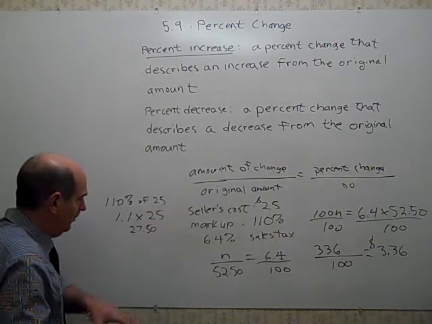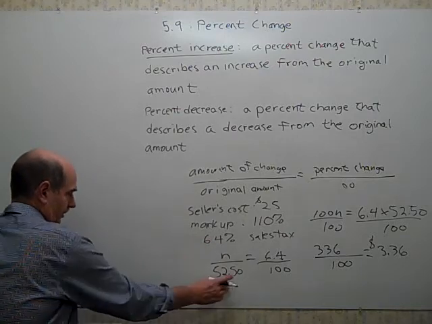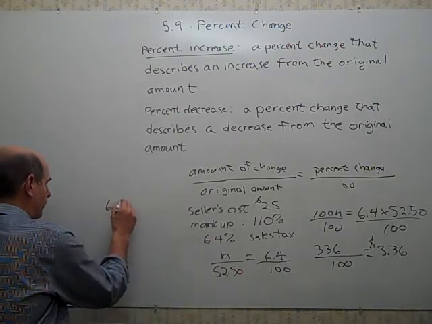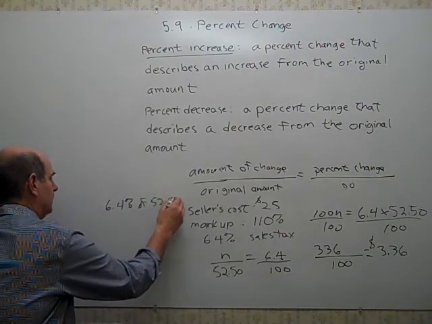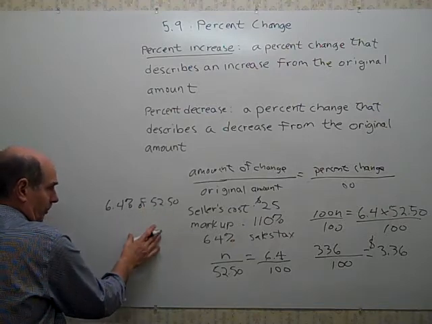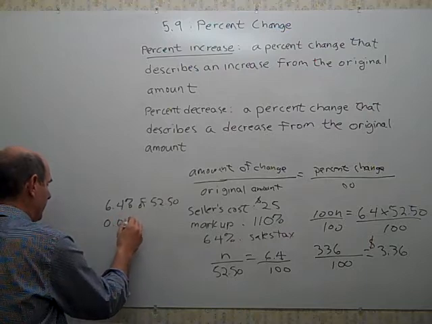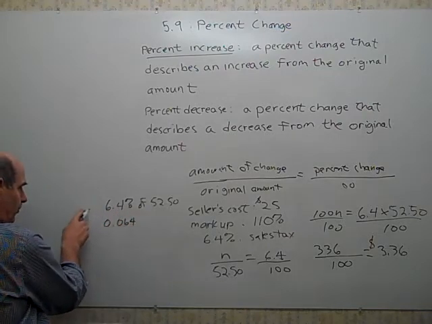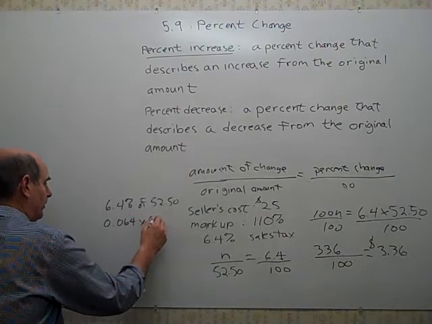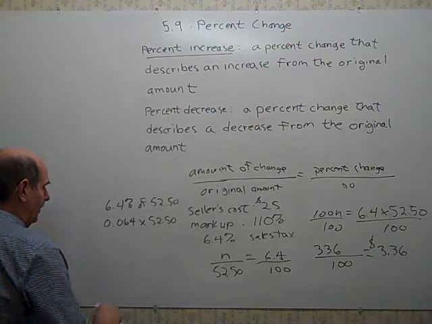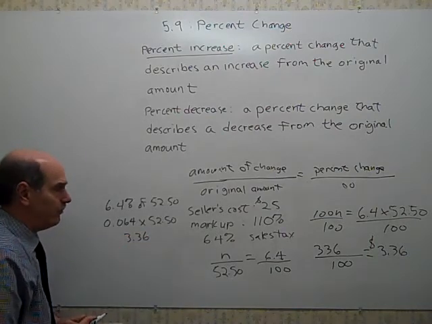So you'd have to add that on to the $25. Likewise, you know that total is 52.50. You could find 6.4% of 52.50. And convert this to a multiplication problem, 0.064. Remember, you have to move the decimal 2 places to the left and drop the percent sign, times 52.50, and you would get 3.36, which is $3.36.